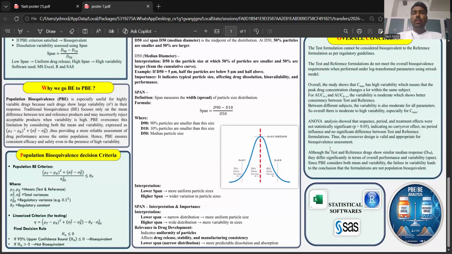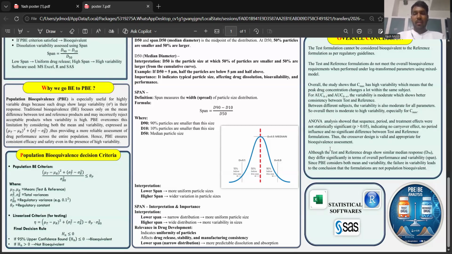ANOVA analysis shows that sequence, period and treatment effects were not statistically significant. P is greater than 0.05, indicating no carryover effect, no period influence, and no significant difference between test and reference formulation. Thus, the crossover design is valid and appropriate for bioequivalence assessment.